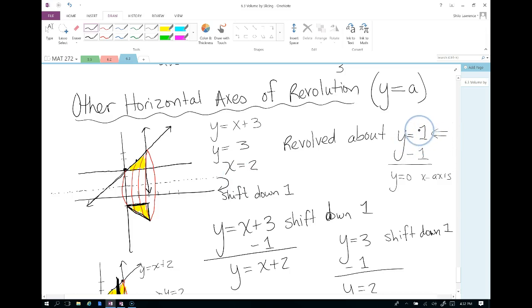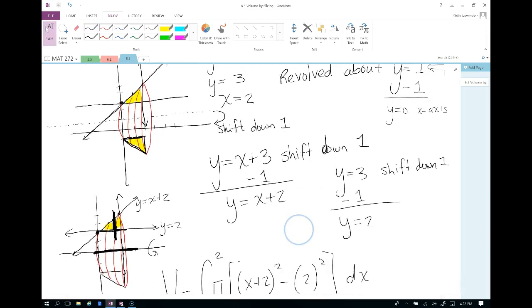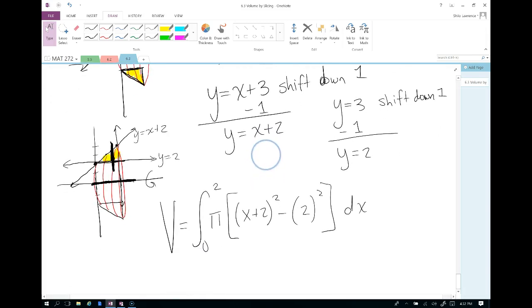Now, if they gave us y equals -3, in order to get that to line up with the x-axis, we'd have to shift everything up 3. So we would add 3 to all of the y's in the problem. So you could shift up or down. Do whatever you have to do in terms of shifting up or down on all of your y equations.